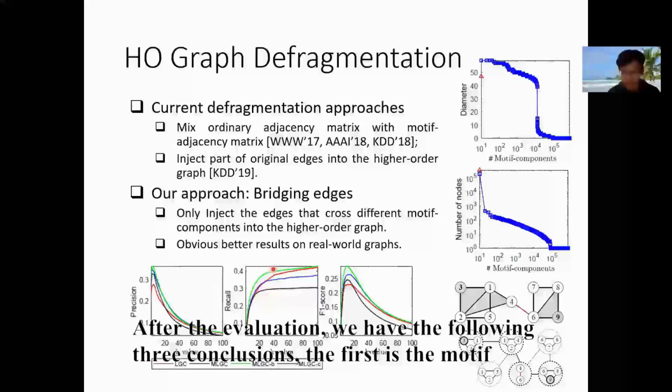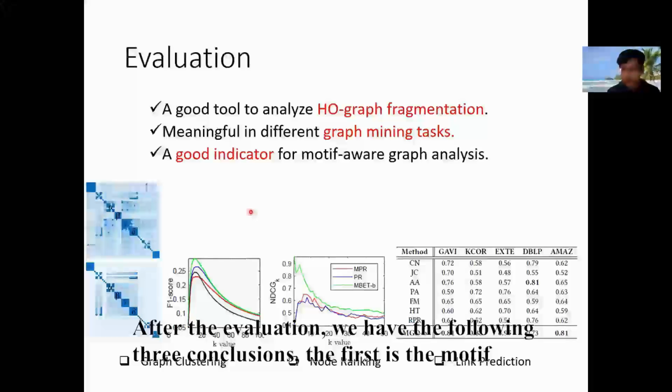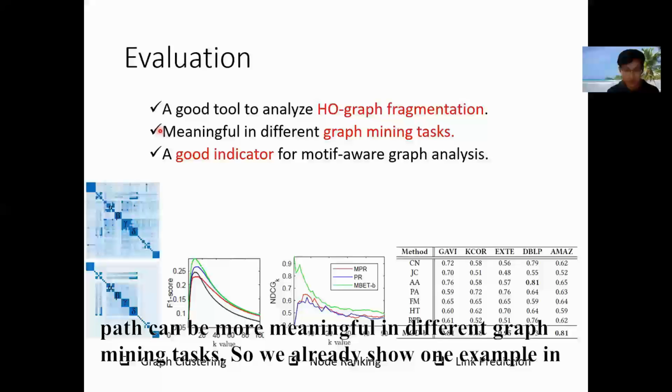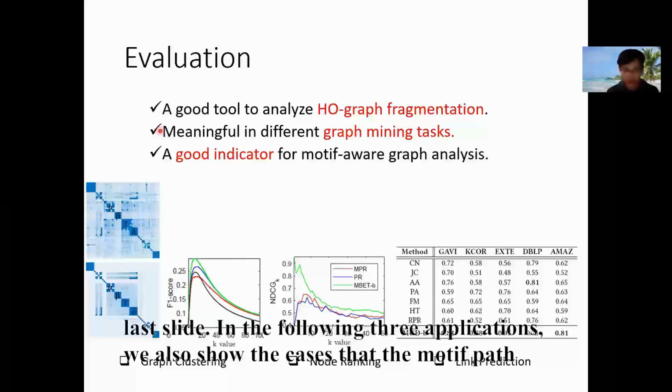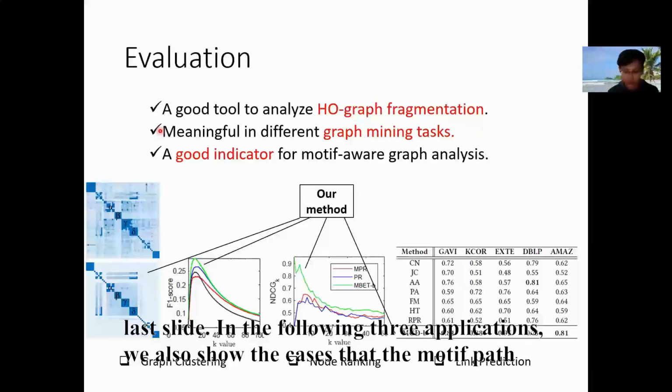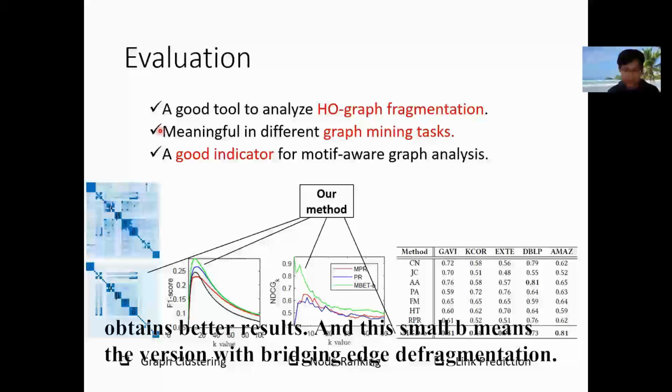And after the evaluation, we have the following three conclusions. The first one is that motif-paths can serve as a good tool to analyze the actual graph fragmentation. And the second one is that motif-paths can be more meaningful in different graph mining tasks. So we already showed one example in the last slide. In the following three applications, we also show cases where motif-paths obtain better results. And this small b means the version with bridging edge defragmentation.